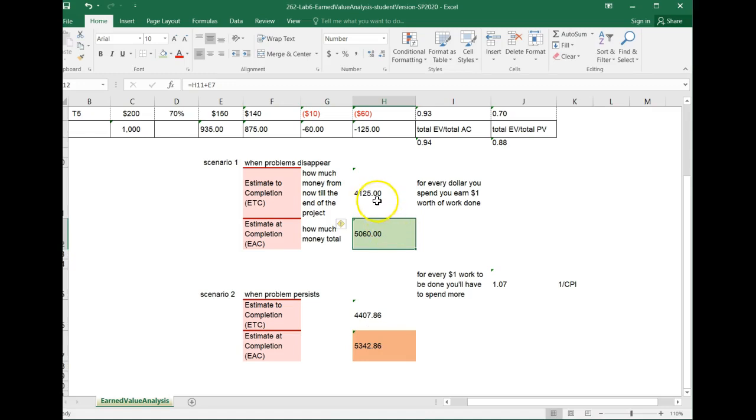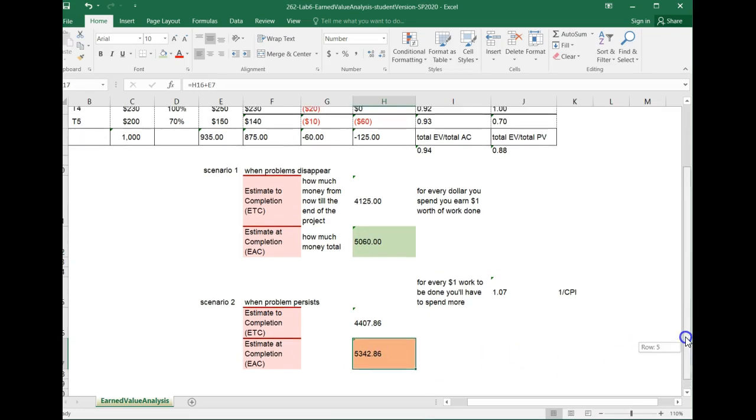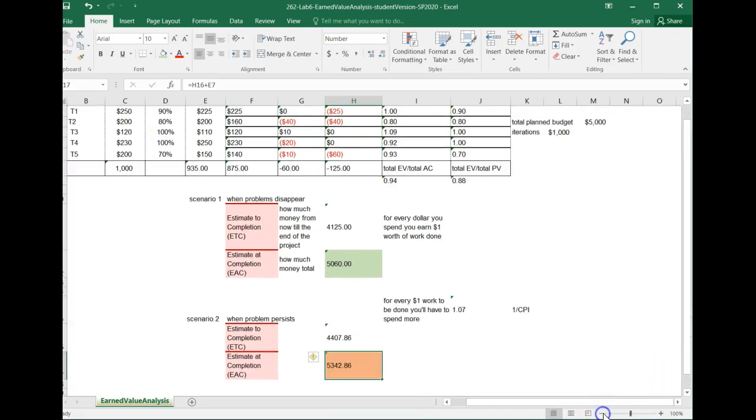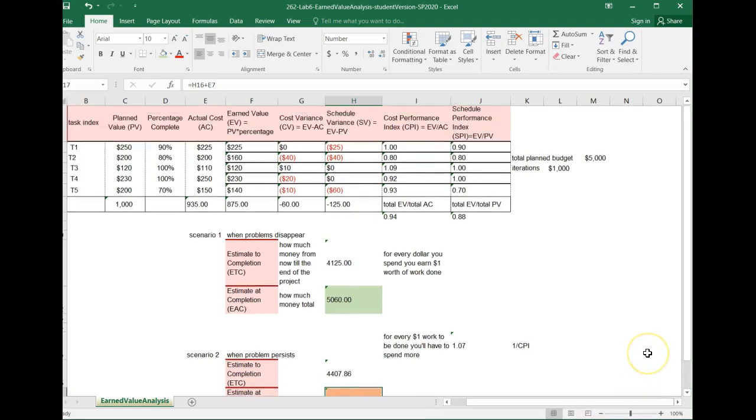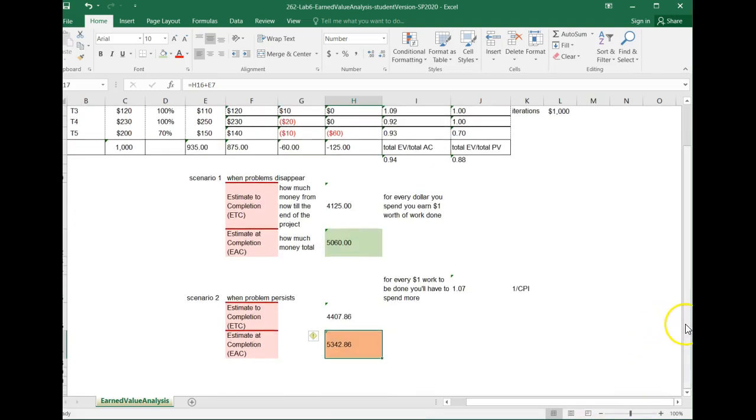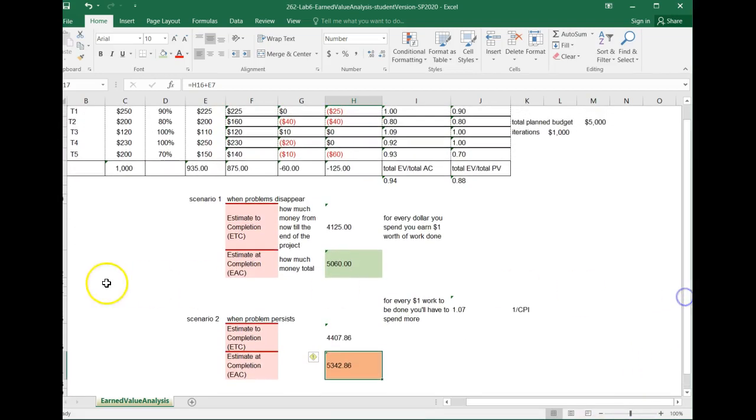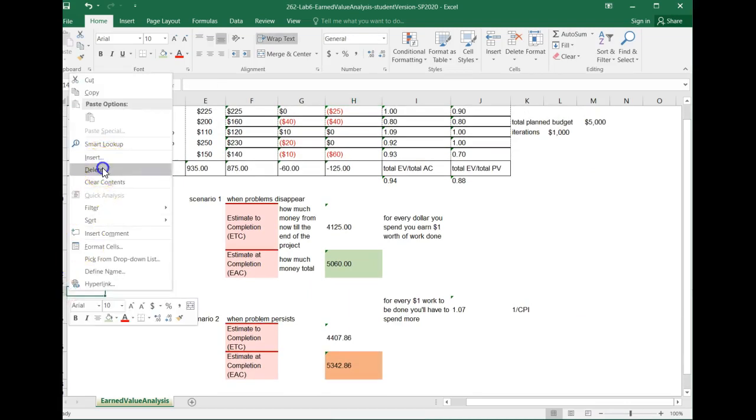EAC for scenario 1. This is ETC. So this is money I'm going to spend from now till the end. This is going to be the total cost of the project. Money from now till the end, total cost of the project. So I'm going to put this in a smaller version so it shows everything to you. And maybe I don't need this one, maybe I can delete this one.